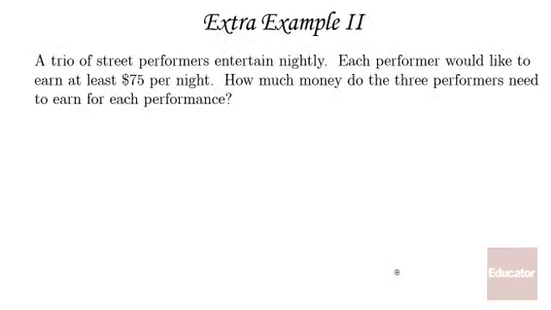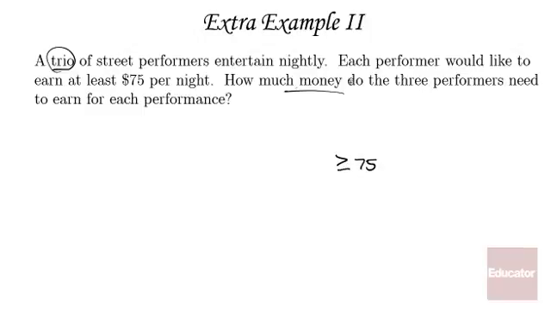A trio of street performers entertain nightly. Each performer would like to earn at least $75 per night. How much money do the 3 performers need to earn for each performance? So trio means 3, so we know that we're going to have 3 performers. And each performer would like to earn at least $75 a night, so less than or equal to $75. Of course, they could always earn more. So let's actually call it greater than or equal to 75. Okay, so they ideally would like to earn more, but they know that at the very least, I guess, to keep their jobs going, they need to earn $75 per night.